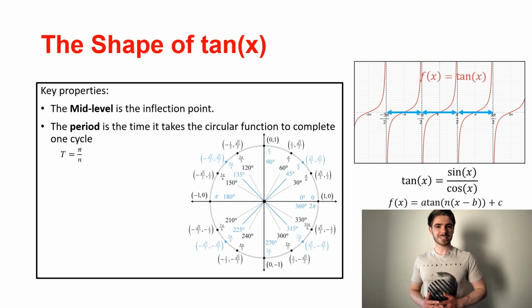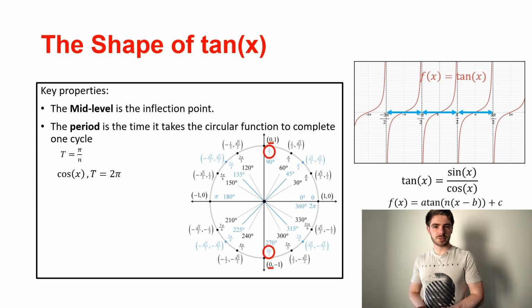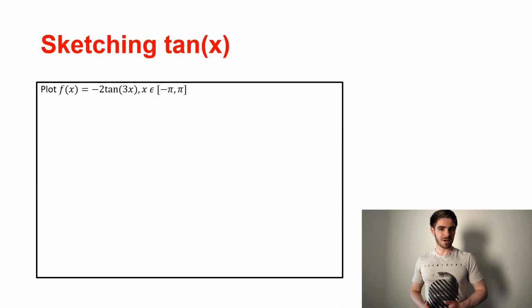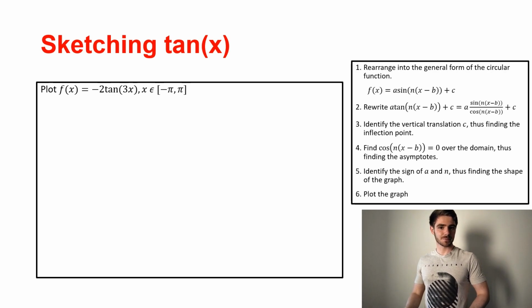Why? Well, it's because of what we talked about earlier with those vertical asymptotes. Cos x goes to 0 twice within a period. Hence, the period of tan must be half that of the period of cos. So since the graph of tan x is so different to that of sine and cos, we have a new process to follow. Let's go through it.